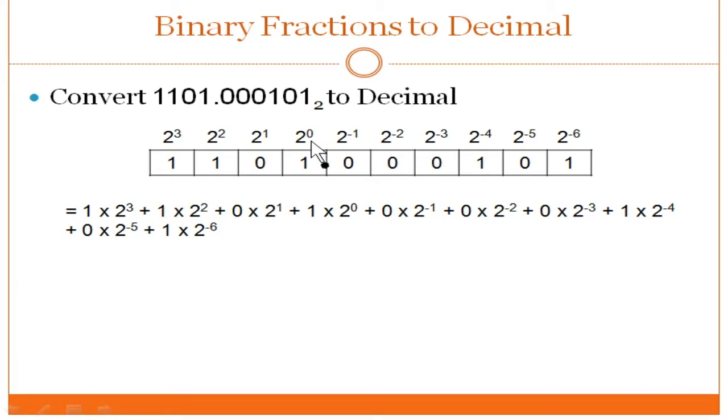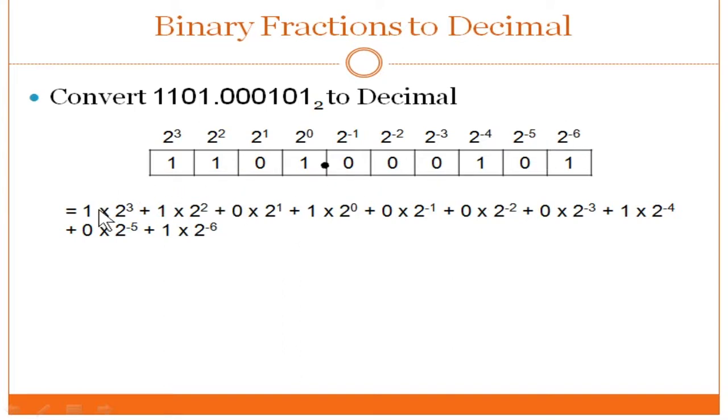So integer part you can see 2 to the power 0 to 2 to the power 3 is there. And in fractional part you can see 2 to the power minus 1 to 2 to the power minus 6 is there. So you might be wondering like previous one, how to write this. So 2 to the power minus 1 is 1 by 2, 1 by 4, 1 by 8, 1 by 16, 1 by 32, 1 by 64. So that's how we are going to write it.